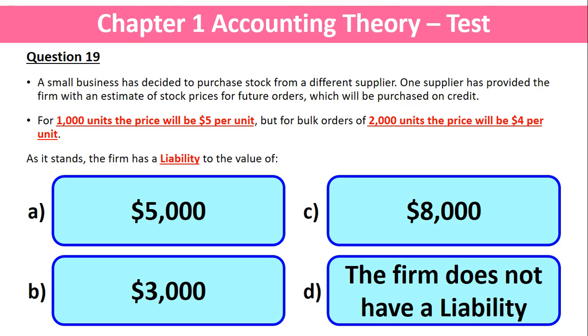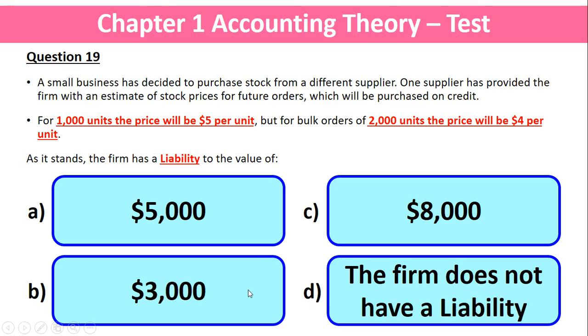Let's look at the science behind the numbers. Look at option A. 1,000 units at $5 per unit is a quote that we've been given. So 5 times 1,000 would explain option A. We're also told that if there's a bulk order of 2,000 units, the price will be $4. 2,000 times 4 is $8,000. So we can explain A and C.